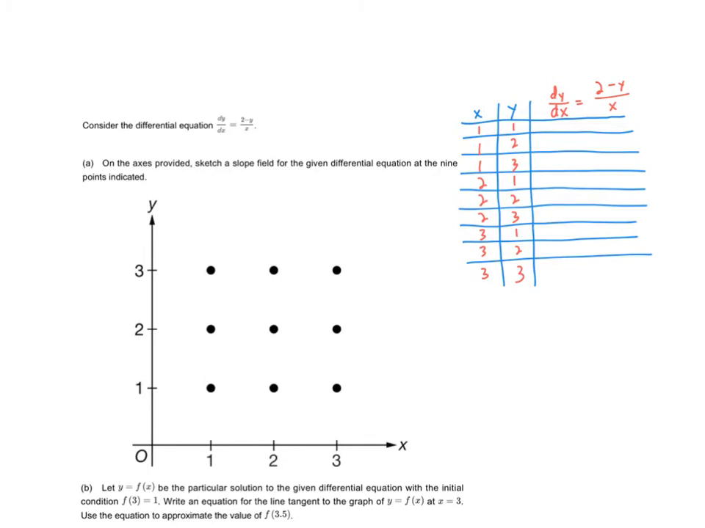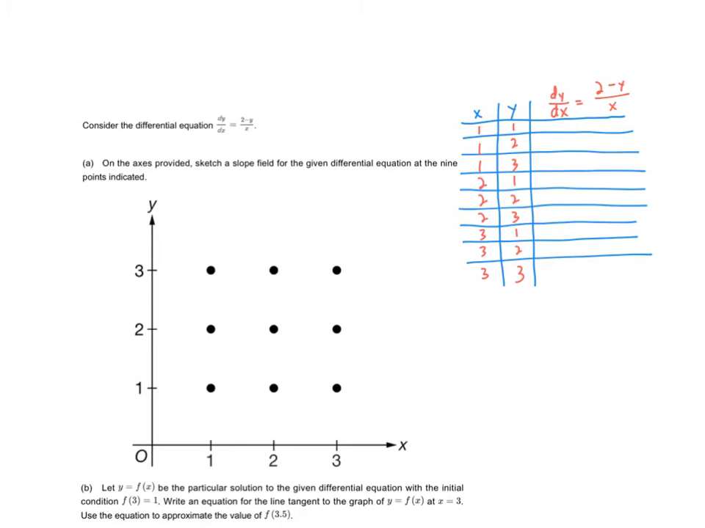So what this is saying is, for any given ordered pair, any value of x and y, you can plug it in here, and what that'll give you is the derivative, which is the slope of the tangent line. So this column here is all the different slopes. We're going to make little segments of slopes centered at each one of these lattice points, and that'll create what's called a slope field.